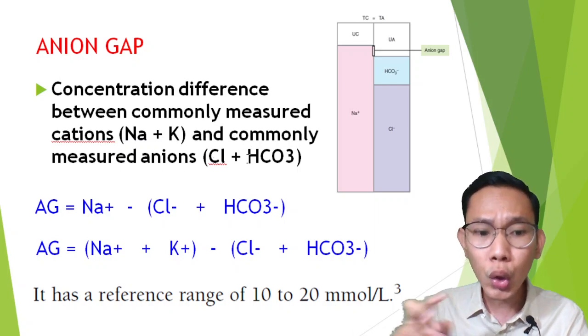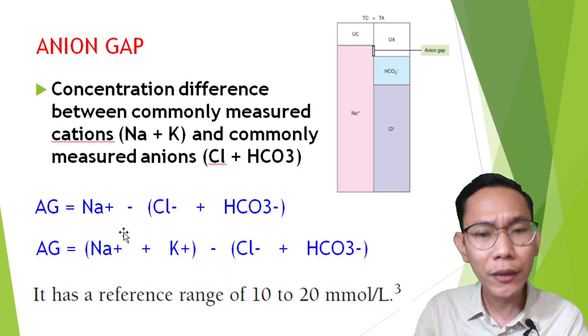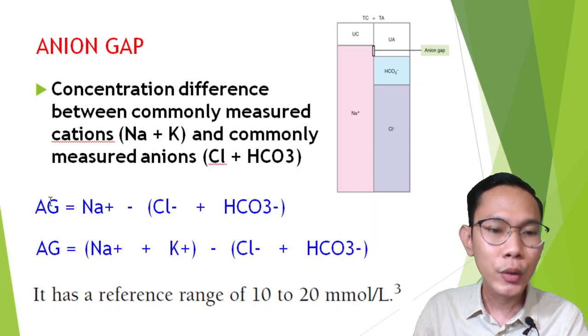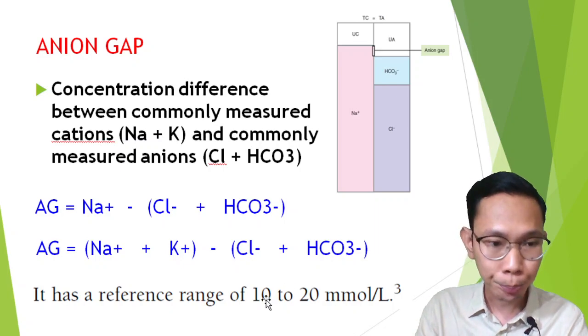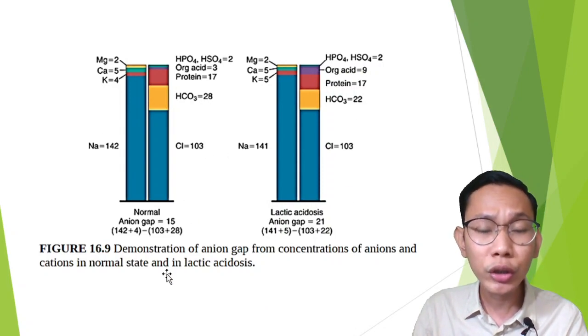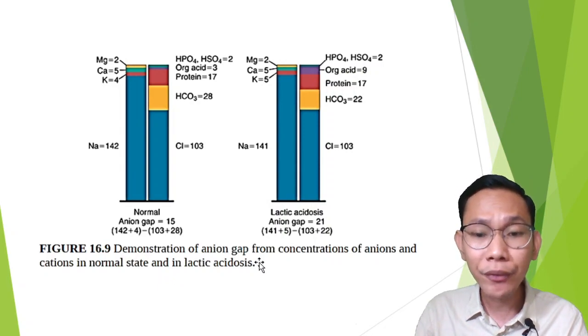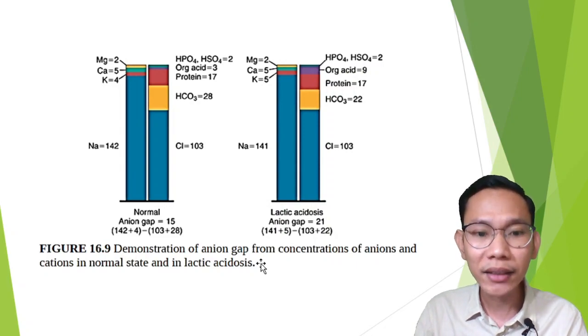So there are only two commonly used methods for calculating your anion gap. So, this one or this one, depending kung anong given or makikita natin. If given ang potassium, so we use this formula. So, for your anion gap, it's either sodium plus potassium or without potassium, minus your chloride plus your bicarbonate. So, your normal range for your anion gap is between 10 to 20 millimoles per liter. So ito, you can see this in your Bishop. So this is just a demonstration sa ating formula of your anion gap from concentrations of anions and cations in normal state and in lactic acidosis.